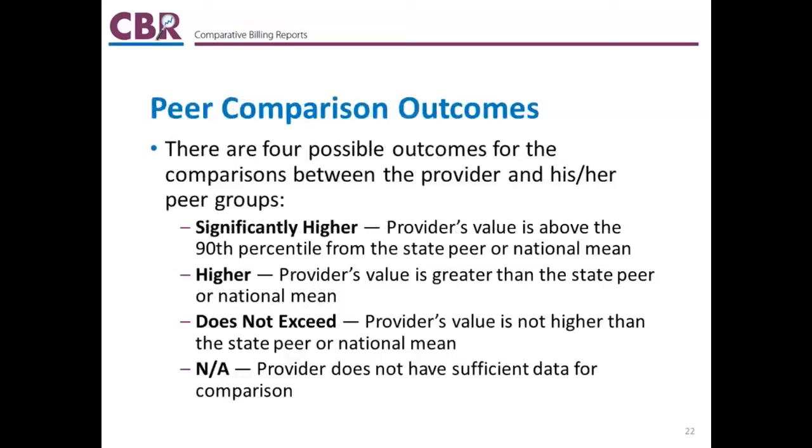An outcome of higher shows the provider's value is greater than the state, peer, or national mean. An outcome of does not exceed indicates that the provider's value is not higher than the state or peer national mean. And an NA outcome represents that the provider does not have sufficient data for comparison.